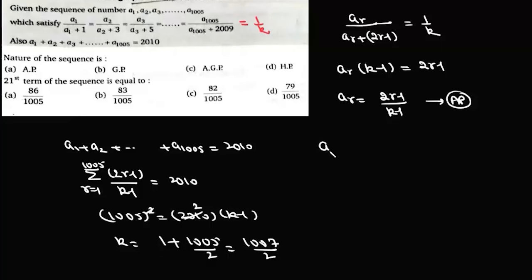Now we need to find the 21st term of the sequence. So we need to write A21, and A21 will be 41 upon k minus 1, and that will be 1005 into 2, which is 82 upon 1005. So the answer to this question is, the sequence is an AP and its 21st term is 82 upon 1005.